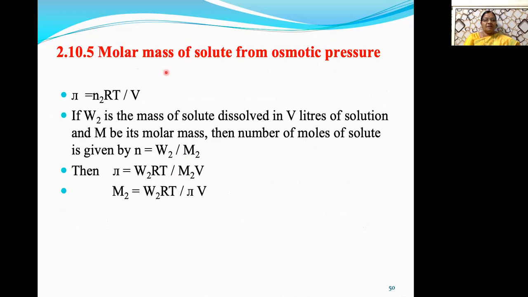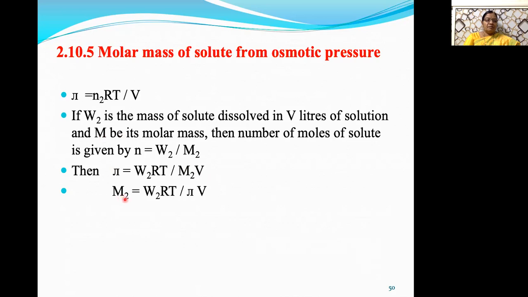Similar to that, for osmotic pressure, we use the equation pi equal to N2RT upon V. Now, what is N2? It is the number of moles of solute. So the number of moles of solute can be calculated by the ratio W2 upon M2. W2 is the mass of solute dissolved in V liter of solution. What is M2? It is the molar mass of solute. So here pi becomes equal to W2 RT upon M2 V. Here there should be M2.